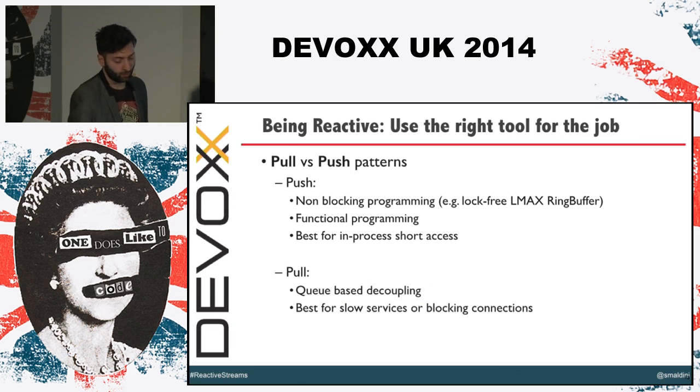And all sorts of decoupling mechanisms have two ways of implementation. The push one is about non-blocking or functional programming, because you just react as soon as there is something; you don't wait and pull. Queue-based decoupling is the opposite: you have to wait and drain a queue somewhere, eventually every XX milliseconds, to do something.